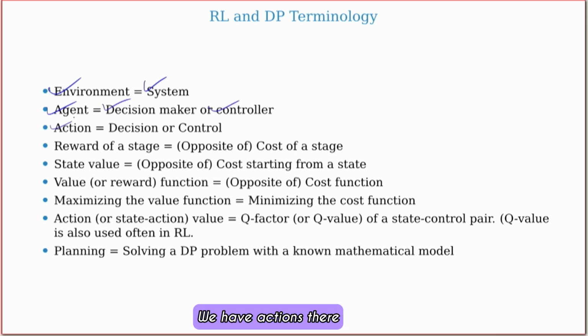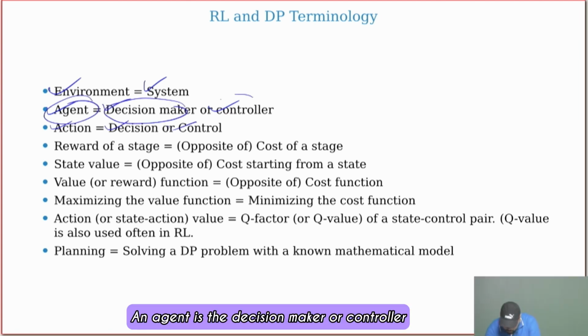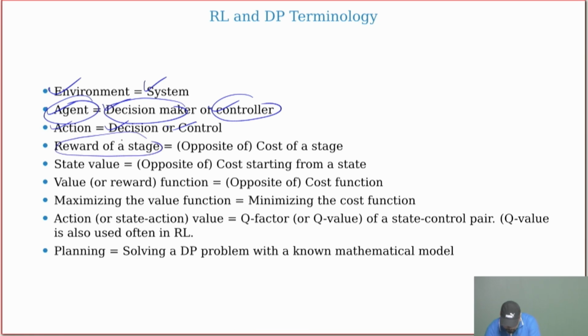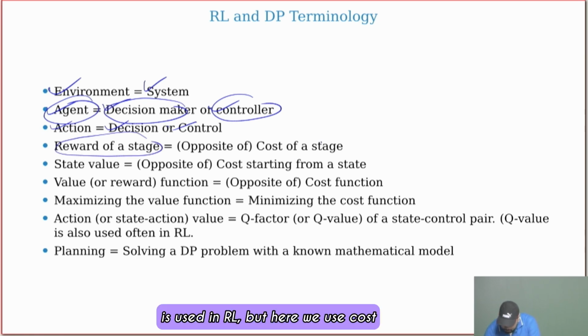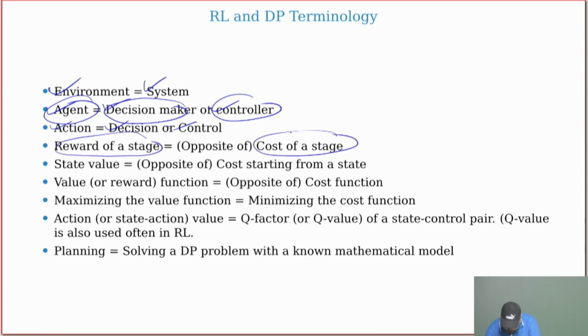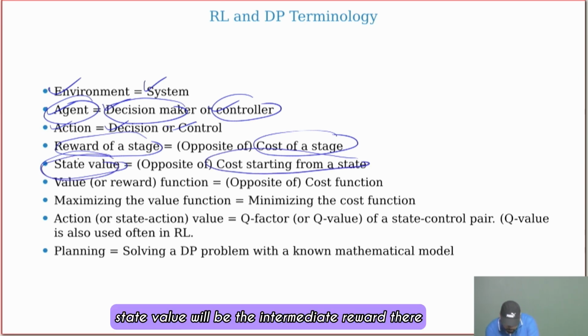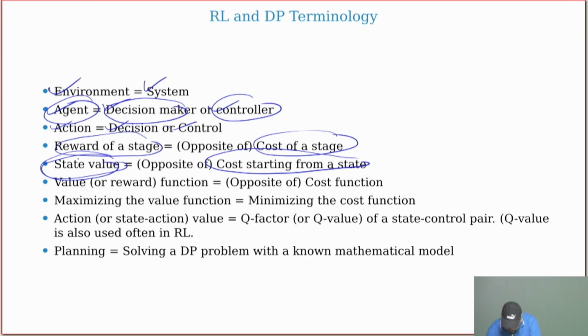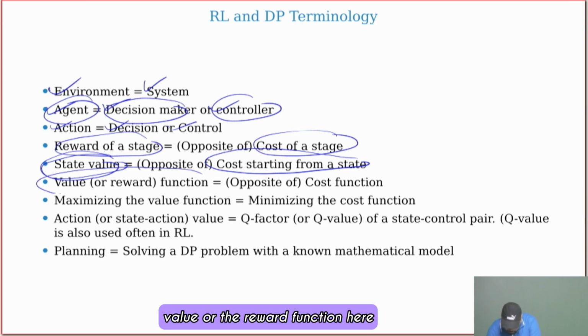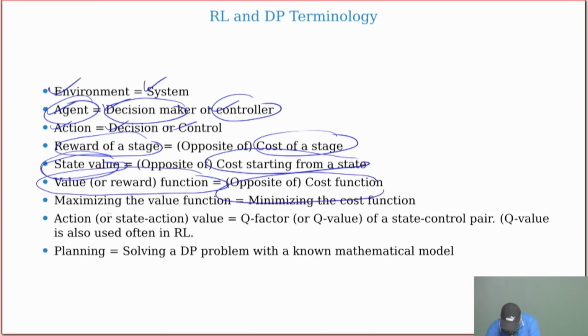We have actions there. Here we have decision or control. An agent is the decision maker or controller, and then reward is used in RL, but here we use cost. And then we have state values, which is typically the opposite of what we use here. So here it's more like a cost. There, state value would be the intermediate reward, and value or the reward function here. As I said already, maximizing the value function there is minimizing the cost function here.